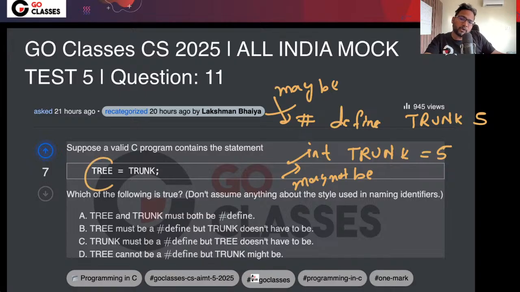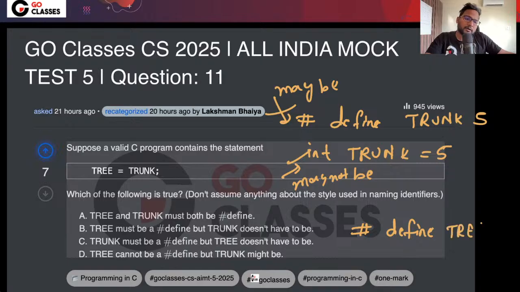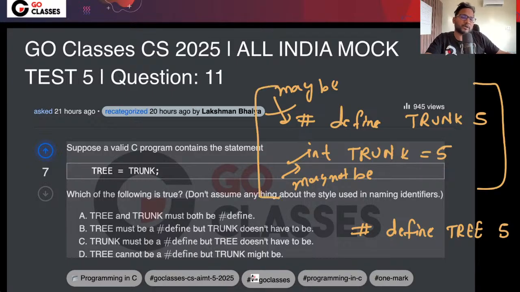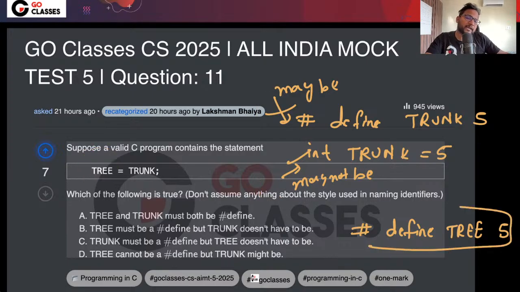Now we are using tree on the left. Let's suppose I define tree like this: hash define tree 5. Then can I use 5 on the left, 5 equal to trunk? Obviously no, right? With respect to trunk, things are okay, but with respect to tree, if I define hash define tree 5, then obviously I cannot use 5 equal to anything, because this is a constant.